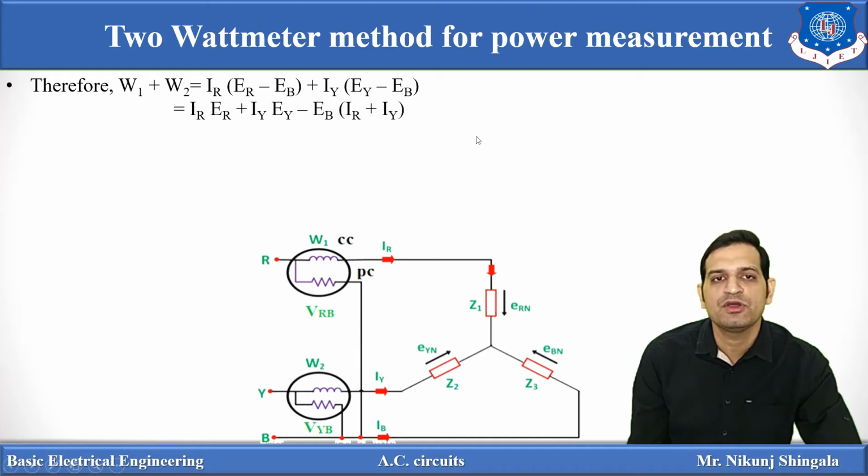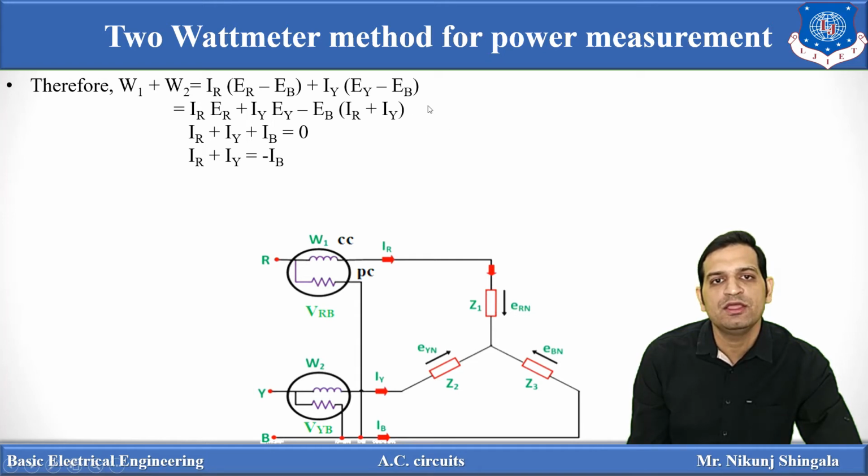If we solve this equation, we get IR ER plus IY EY minus EB in bracket (IR plus IY). Now we know the algebraic sum of currents meeting at any junction is 0. So IR, IY and IB meeting at this neutral point will sum to 0. So we can write IR plus IY plus IB is equal to 0, and therefore IR plus IY is equal to minus IB.